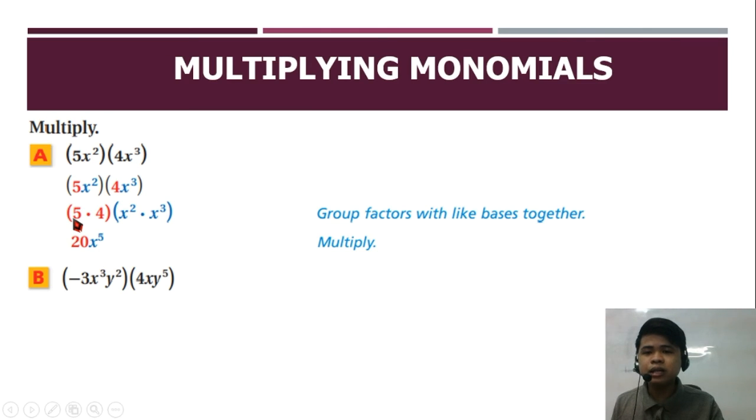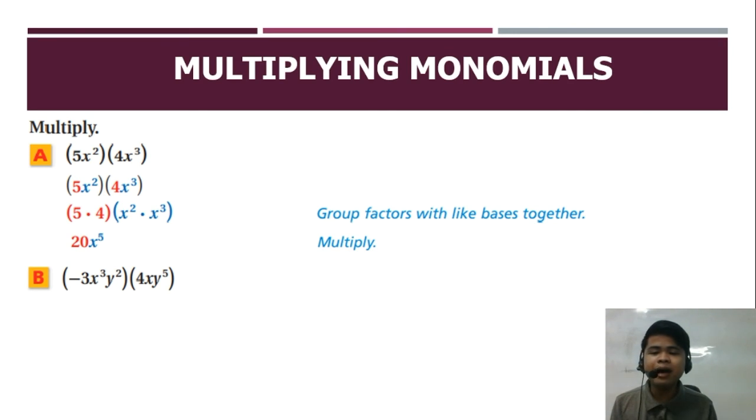Again, we just multiply 5 and 4. 5 times 4 is equal to 20. Then x squared times x cubed is equal to x raised to the exponent 5. Paano nga naging x raised to the exponent 5? We just apply the law of exponents. Kapag the same basis, we'll just add the exponents. 2 plus 3 is equal to 5. That's why it became x raised to the exponent 5. We'll proceed to the next example.